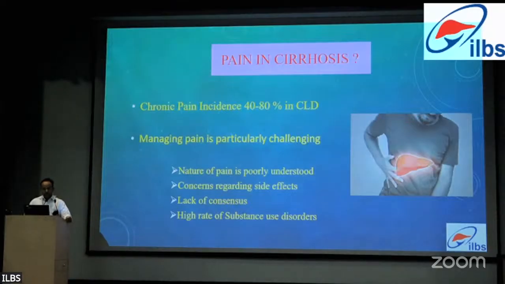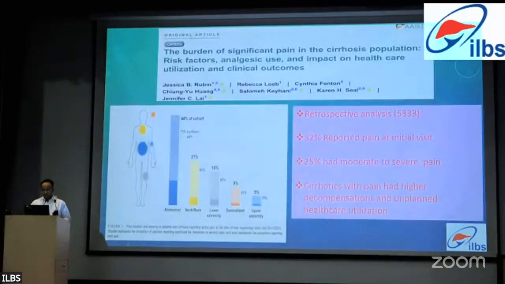And importantly, a subgroup of these patients have a high rate of substance use disorder, which also complicates the pain management of such patients. Now, this is a retrospective analysis of around 5,000 patients, where they found that almost 32% of the chronic liver disease patients reported pain at their initial visit to the hepatology clinics. Out of these, 25% had moderate to severe pain.